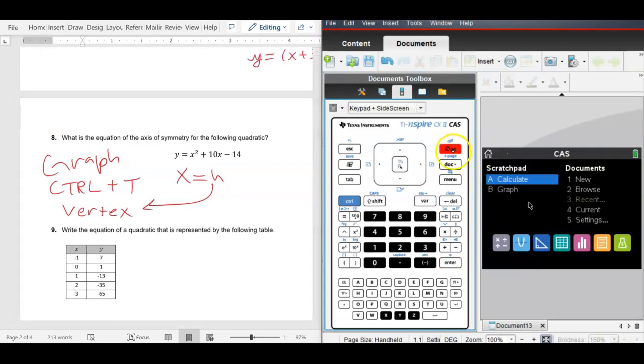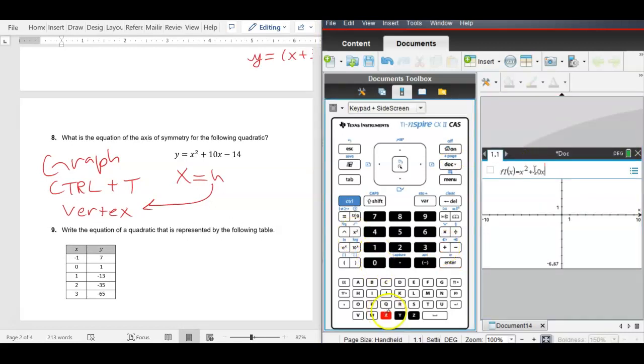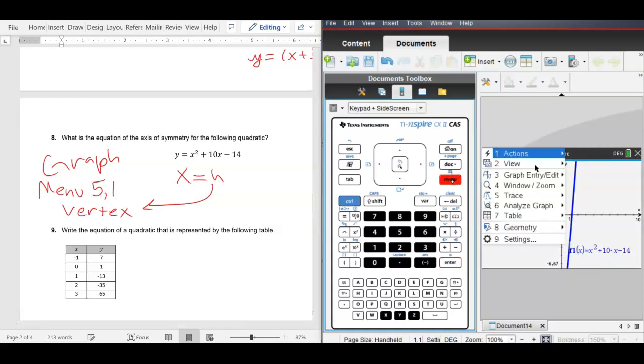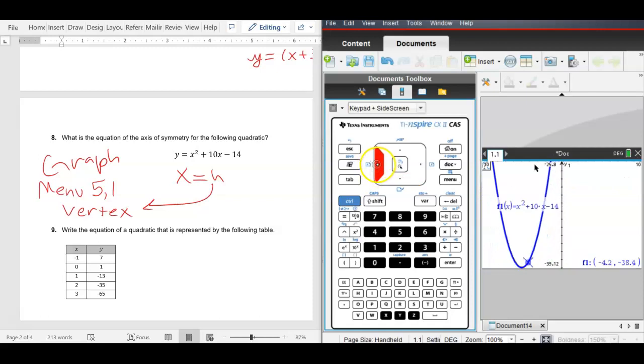Let's try that. So new document, don't save, number 2, x squared plus 10x minus 14. Menu 5-1. You go into that left until you get to that vertex. Now the minimum is negative 5, negative 39, okay? So negative 5, negative 39 is the vertex.